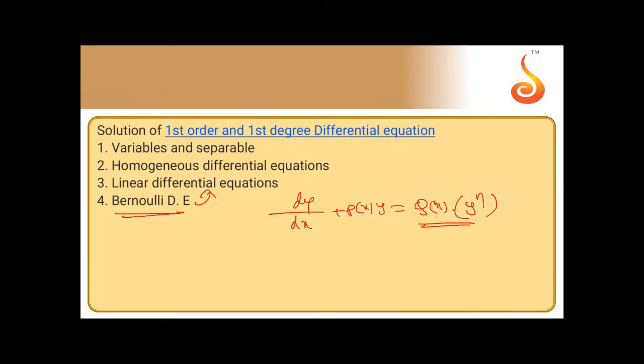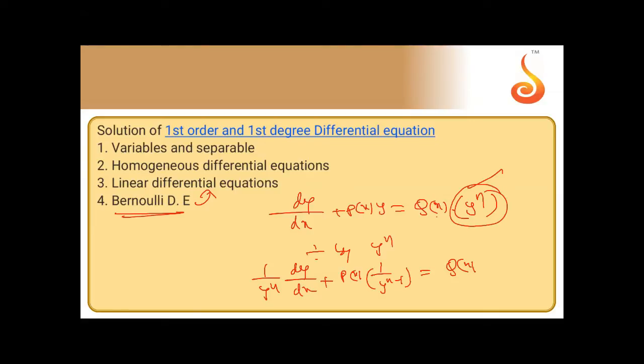Sometimes we get some extra terms on the right side, so y power n is there. In this case, what to do? Divide both sides by y power n. Once you divide by y power n, we get 1 by y power n dy by dx plus P of x into y by y power n, that is 1 by y power n minus 1, equal to Q of x. That means you divide the entire thing by that y term. Later you have to reduce this equation to LDE form.